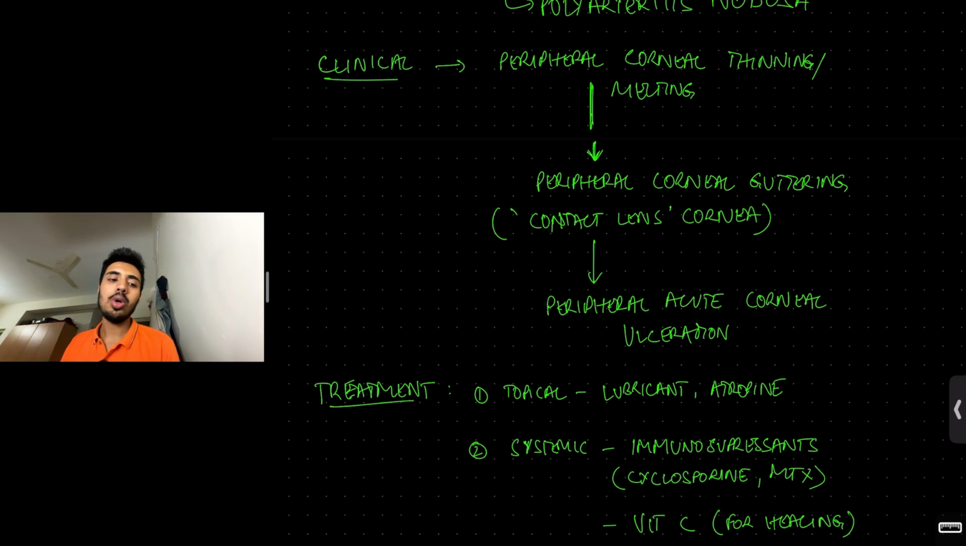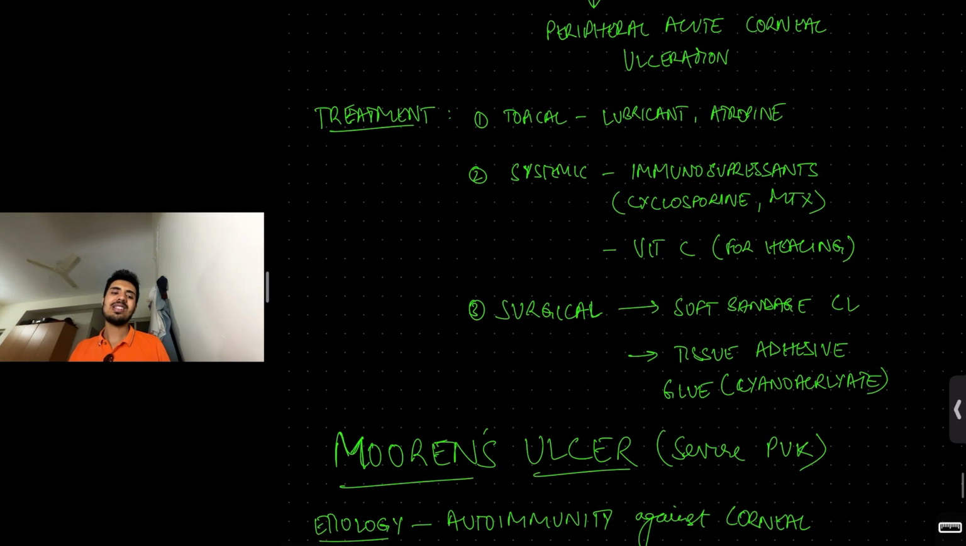So treatment, what will you do here? You can give topical drugs like lubricants and atropine. You won't give topical steroids, because they will cause further epithelium thinning. You can give systemic medications to decrease that connective tissue disorder: immunosuppressants like cyclosporine and methotrexate. You will give vitamin C to promote collagen cross-linking and to heal the corneal guttering and the corneal ulceration. And you can even do surgical therapy such as a soft bandage contact lens and tissue adhesive glue such as cyanoacrylate.